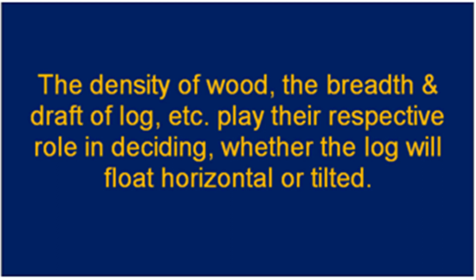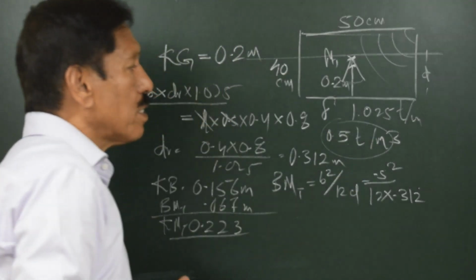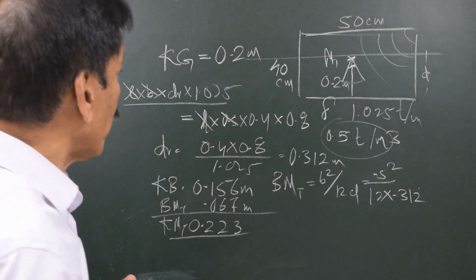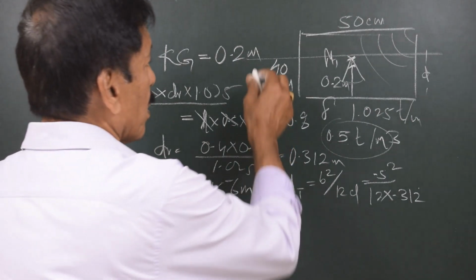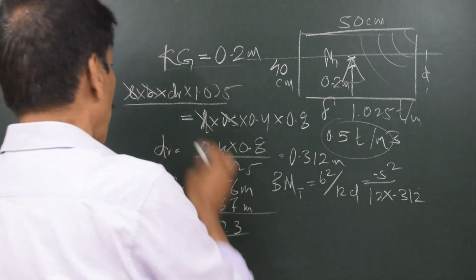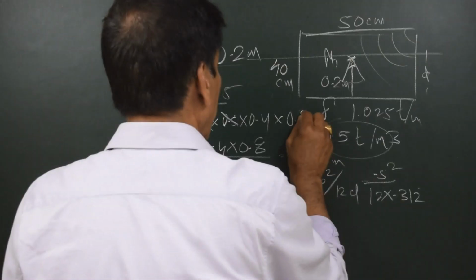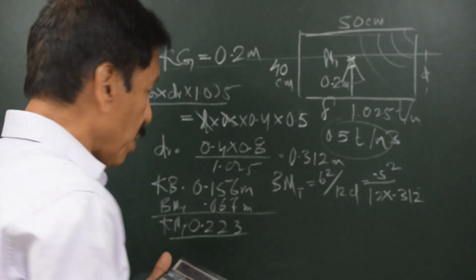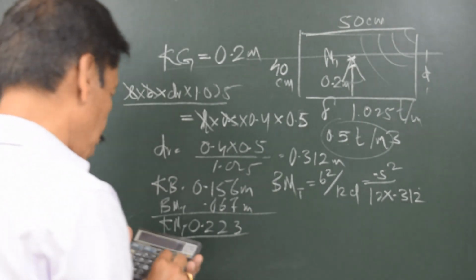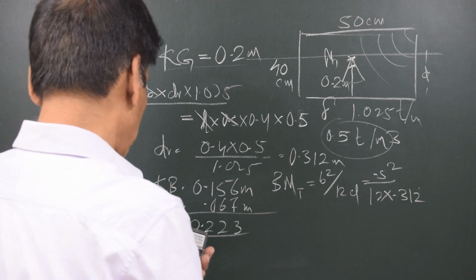Let's do another question where we would change the density of the log. Let us change the density of the log to be 0.5 tons per meter cube, and let us see whether the log can still float horizontal. Now in the same question, because the height is 40 centimeters, KG would be 0.2 meters, and to find out the draft, we do the same calculations, except that instead of 0.8, I would write 0.5 here, and the draft can be therefore given by 0.4 into 0.5 divided by 1.025.